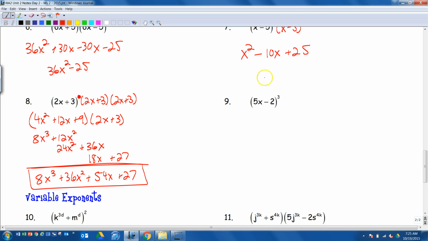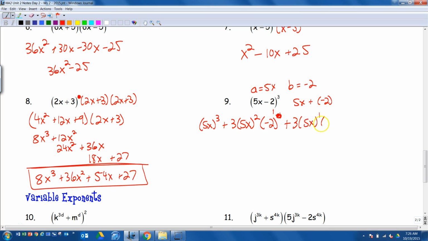Alright, so now if you're going to use the pattern, I'm going to say a is equal to 5x and b is equal to negative 2. Because we'll rewrite it as 5x plus a negative 2. Okay, so if I use the pattern up above, the pattern states that it's a cubed, so a is 5x cubed, plus 3 times a squared, and then times b to the first, plus 3 times 5x to the first and negative 2 to the second, plus negative 2 to the third.